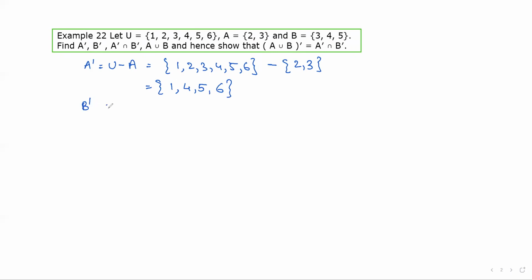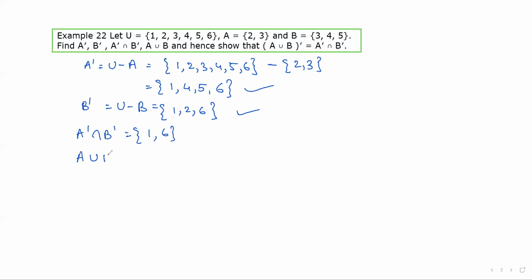Next, B dash. B dash is U minus B. From the elements of U, you are subtracting 3, 4, 5. So you'll be left with 1, 2, and 6. A dash intersection B dash. That means this value intersection this value. What is common in this? You have 1 and 6, two values which are common.